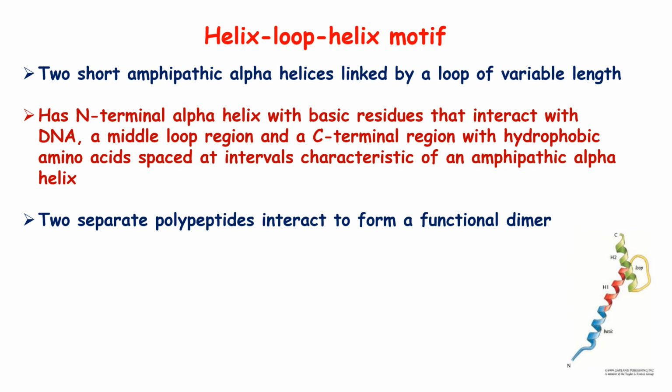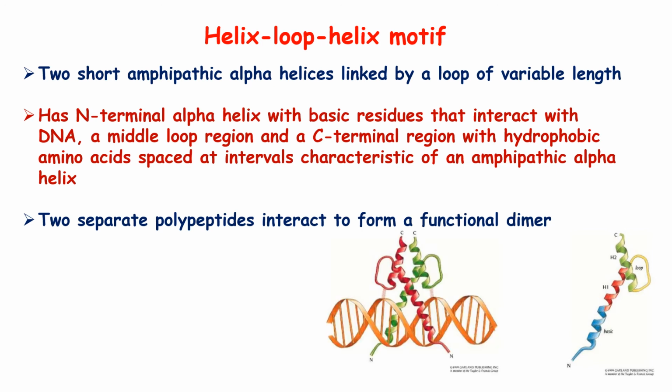The structure of the helix loop helix motif indicates that this one alone may not be able to interact with DNA properly. So there have to be two such helix loop helix motifs of the protein which need to come together to form a functional dimer.